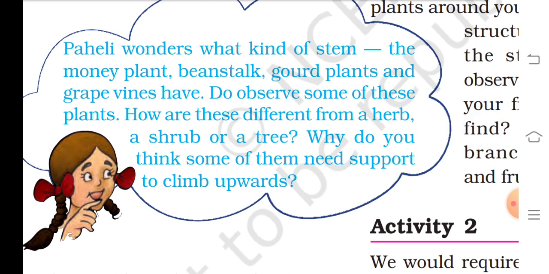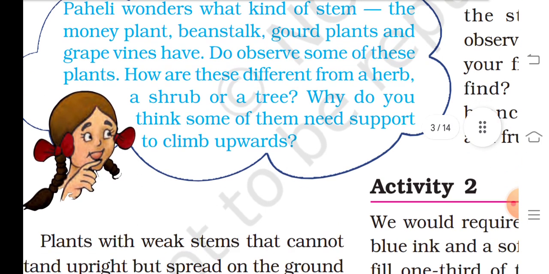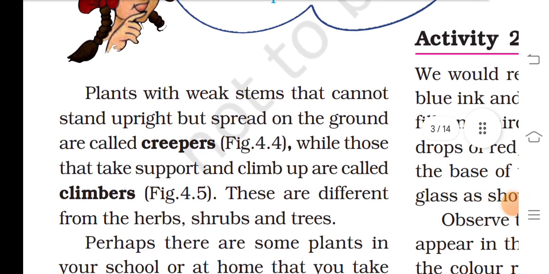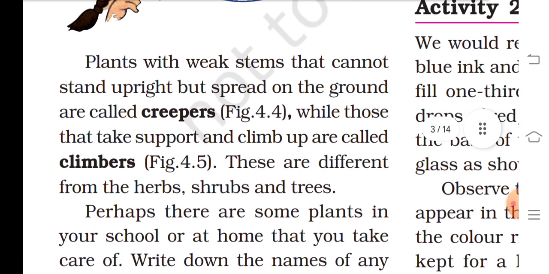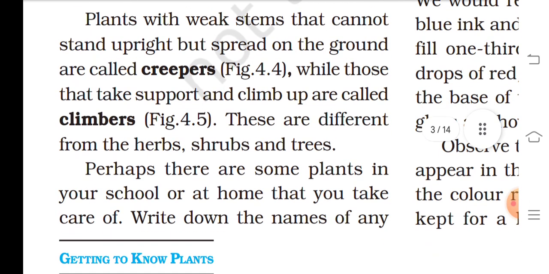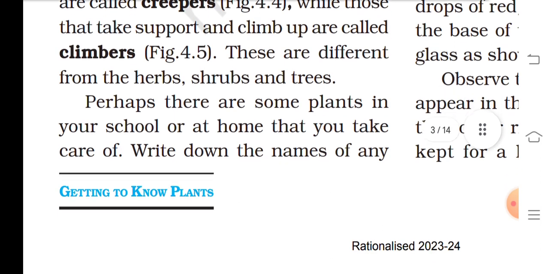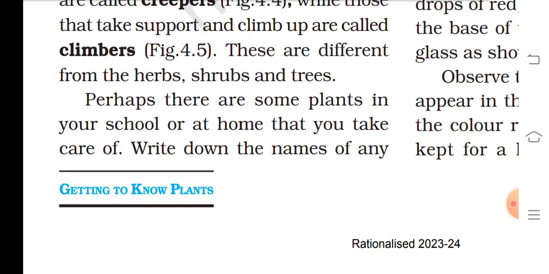Paheli wants to know what kind of stem the money plant, beanstalk, ground plant, and grape vines have. Observe some of these plants. How are these different from a herb, a shrub, or a tree? Why do you think some of them need support to climb upwards? Plants with weak stems that cannot stand upright but spread on the ground are called creepers, while those that take support and climb up are called climbers. These are different from the herbs, shrubs, and trees.